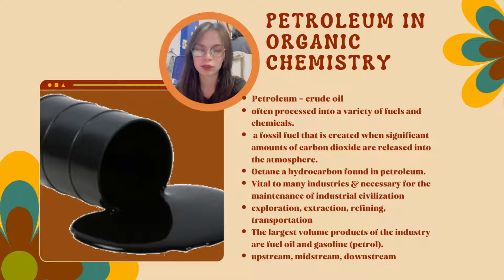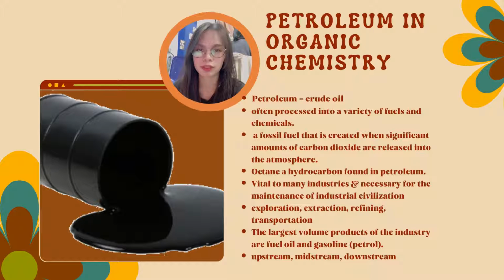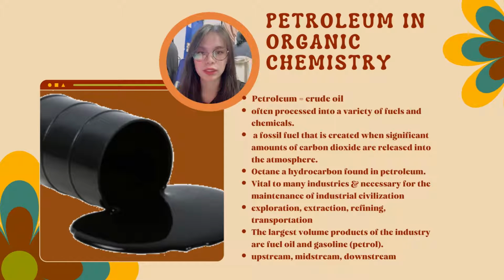The petroleum industry, sometimes known as the oil patch, encompasses the global process of the petroleum product: exploration, extraction, refining, and transportation. The largest volume of product in the industry is fuel oil and gasoline. Petroleum also is the raw material for many chemical products, including pharmaceuticals, solvents, fertilizers, pesticides, synthetic fragrances, and plastics.